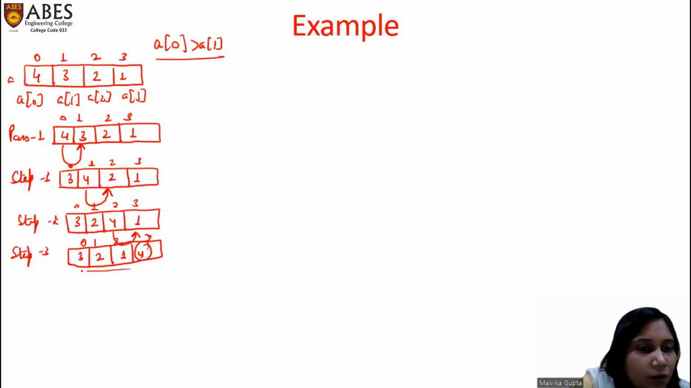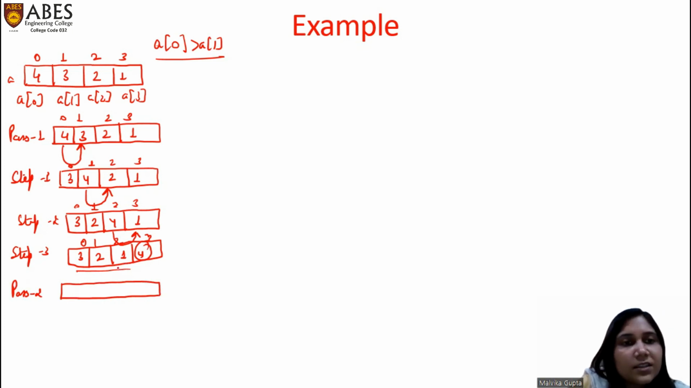Now we have to go for the rest of the array elements. So what I'm going to do is pass 2. At the end of every pass, one of the heaviest elements present in the array is expected to be fixed at its position. So now my array is 3, 2, 1, 4. This 4 is fixed, so I'm not going to take it in this particular sorting, right?